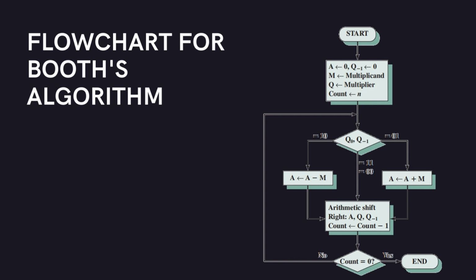In either case, the right shift is such that the leftmost bit of A, namely A n minus 1, not only is shifted into A n minus 2 but also remains in A n minus 1. This is required to preserve the sign of the number in A and Q. It is known as an arithmetic shift because it preserves the sign bit. As can be seen, Booth's algorithm works with any combination of positive and negative numbers.